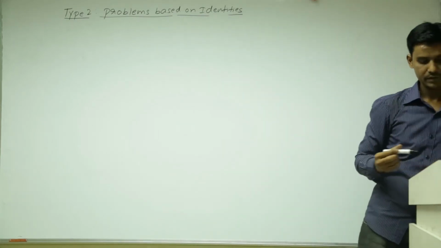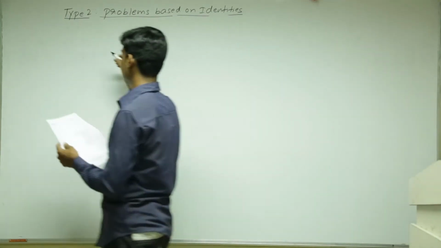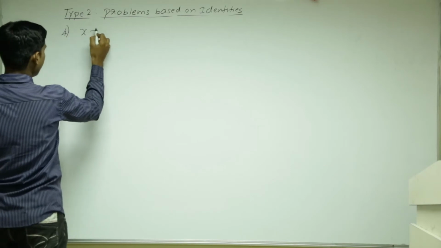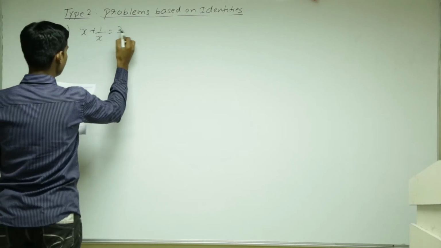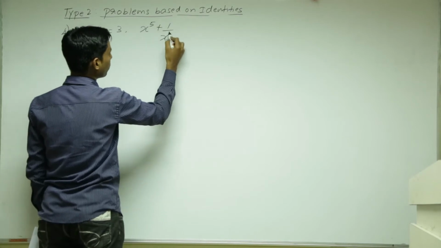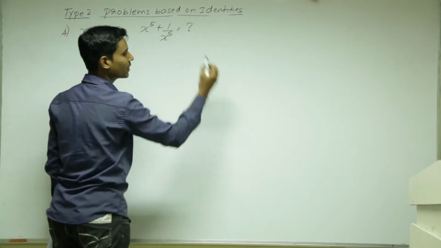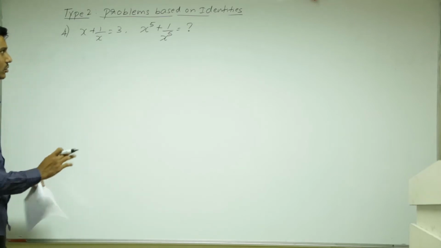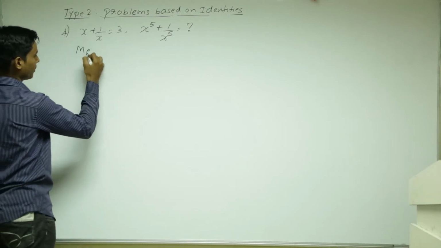Question number 4. If x plus 1 by x is equal to 3, you need to find the value of x power 5 plus 1 by x power 5. Now see here. I will solve in 2 methods. Method 1.